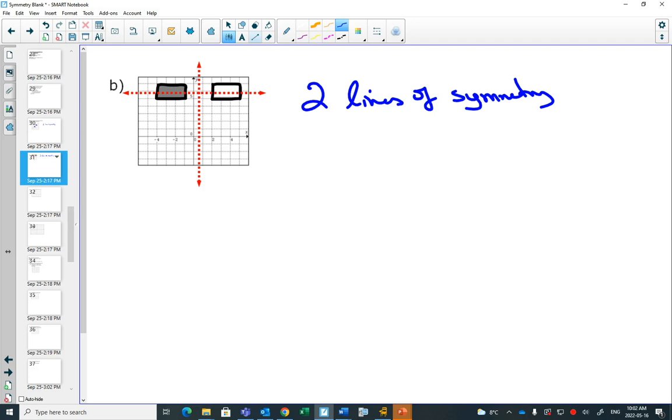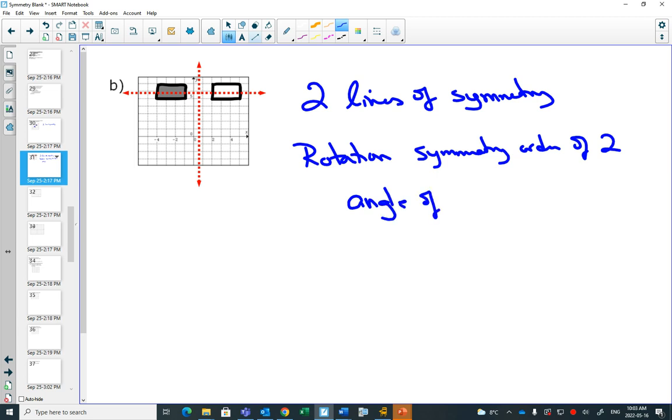And does it have rotational symmetry? Yes. What's the order? Order of 2. And what's the angle? Do you remember how to find the angle of rotation if you know the order? You take 360 degrees and divide it by 2, and you would get 180 degrees.